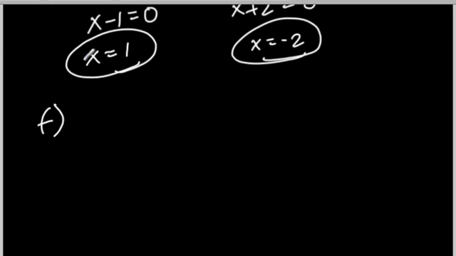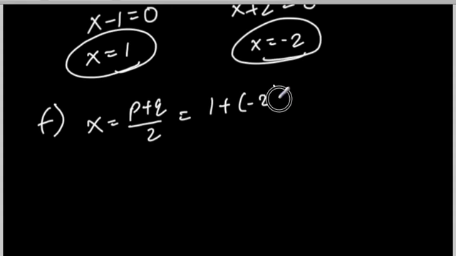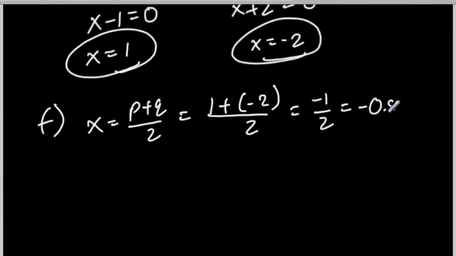F says to find the coordinates of the vertex. So x equals p plus q divided by 2. And remember, p and q are the x-intercepts themselves. So 1 plus negative 2, divided by 2. So it's equal to negative 1 divided by 2, which is equal to negative 0.5. So that's the x-coordinate of the vertex.